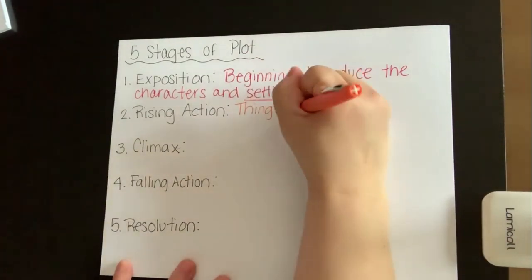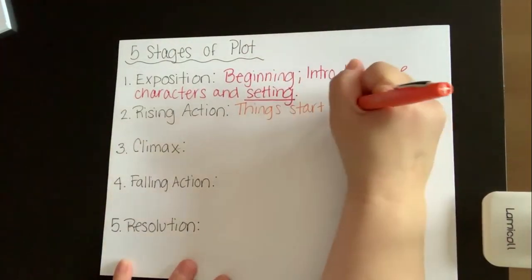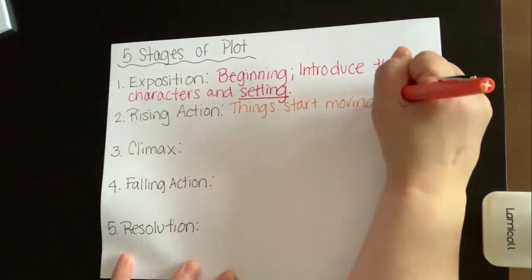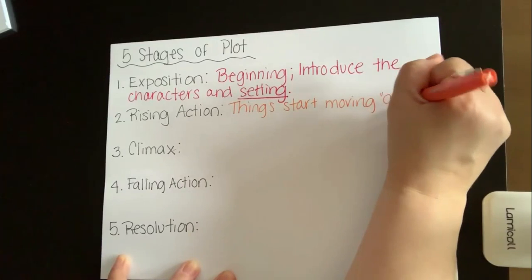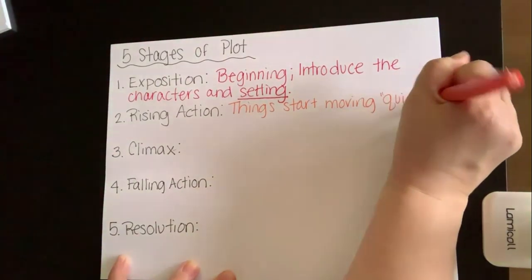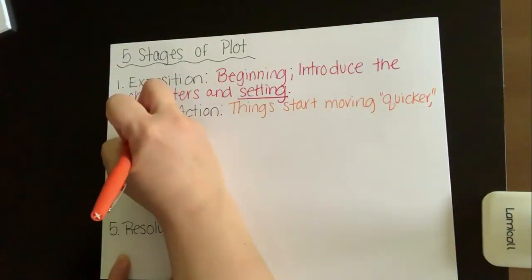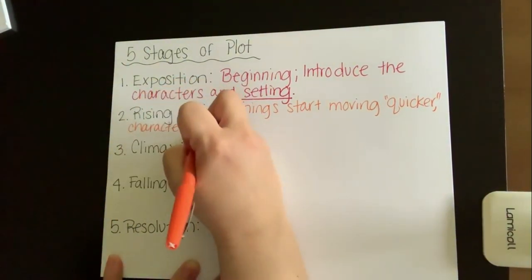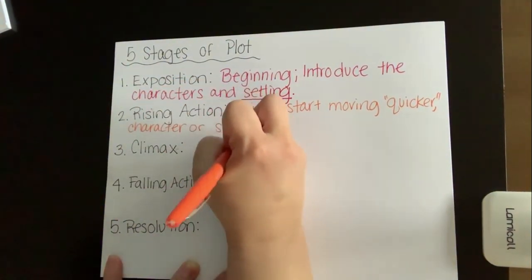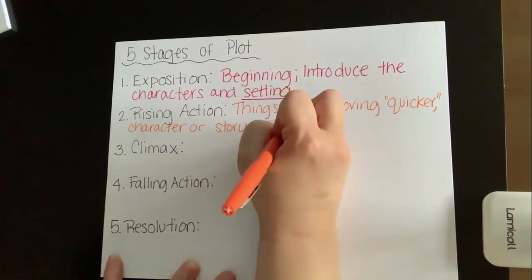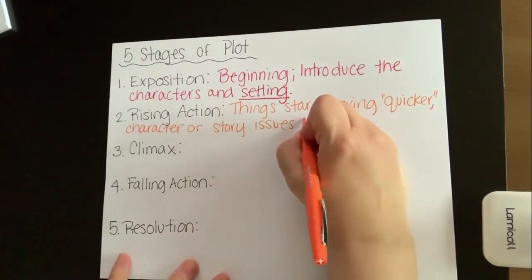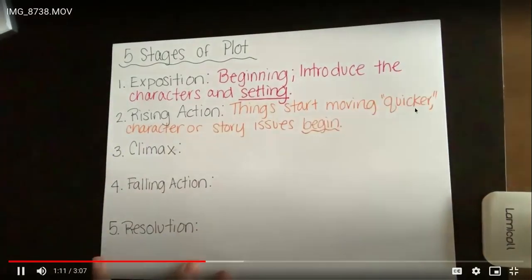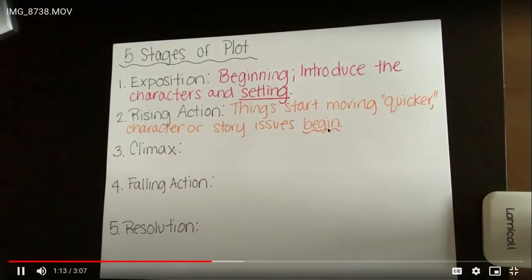Once you get from the beginning to when things start to happen, that's called the rising action. Now, if your story is taking place in the 7th grade, and the main event of your story is that you and your best friend have a really big fight, the rising action is when we're going to see hints of you and your best friend starting to argue a little bit. As you can see from the notes, it's when things start moving quicker. Character or story issues begin.